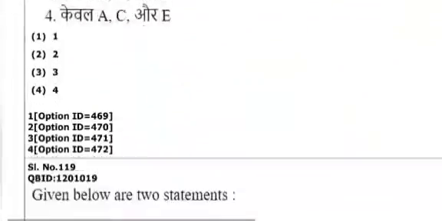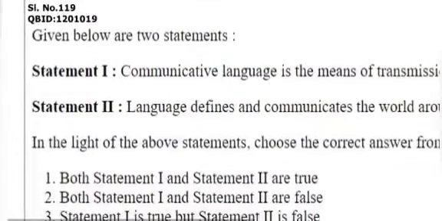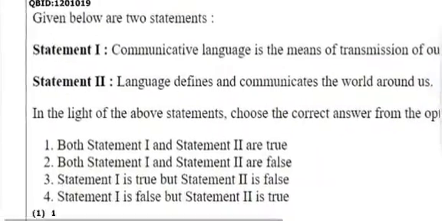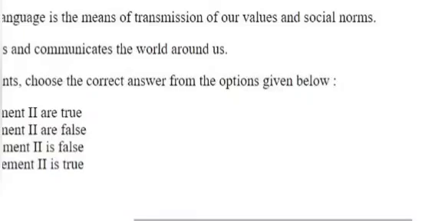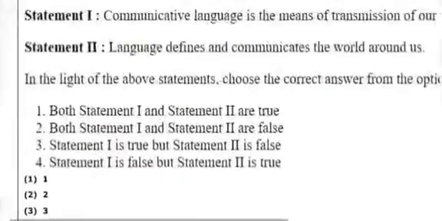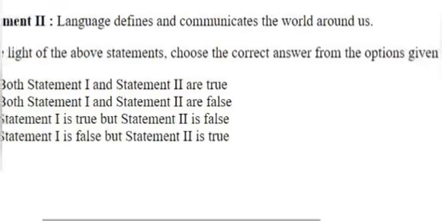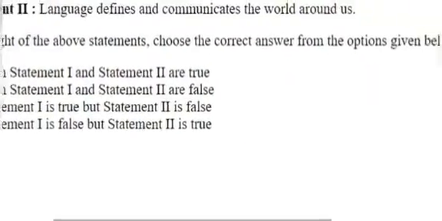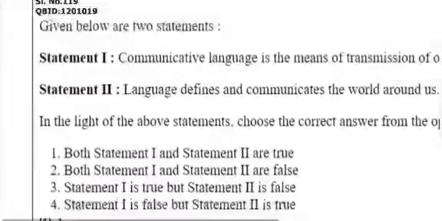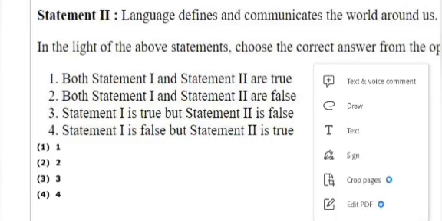Moving on. Number 19 says, given below are two statements. Statement 1 says, communicative language is the means of transmission of our values and social norms. Statement 2 says, language defines and communicates the world around us. In the light of the above statements, choose the correct answer from the options given below for question number 19. Option 1 will be correct. Both statements 1 and 2 are true.